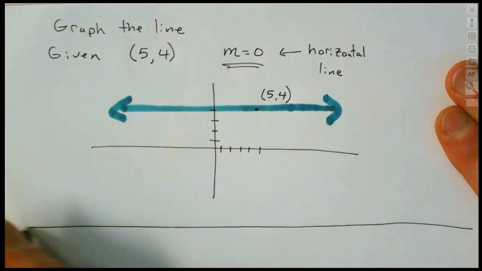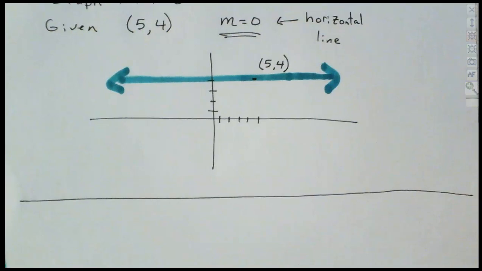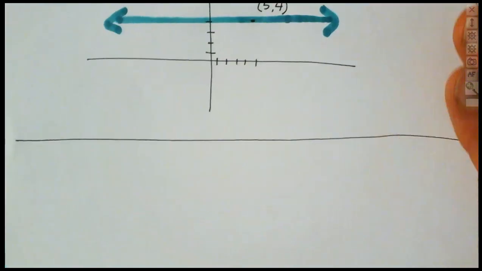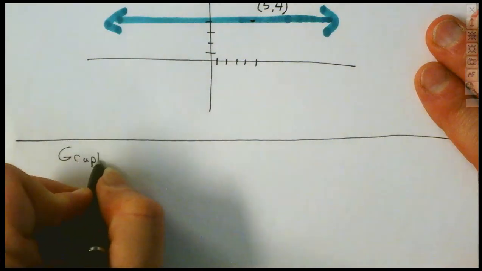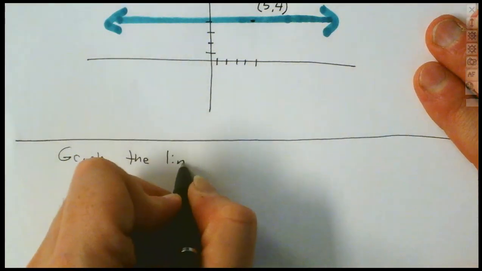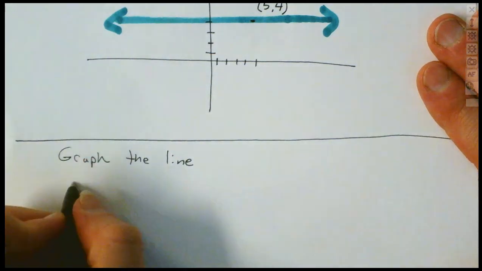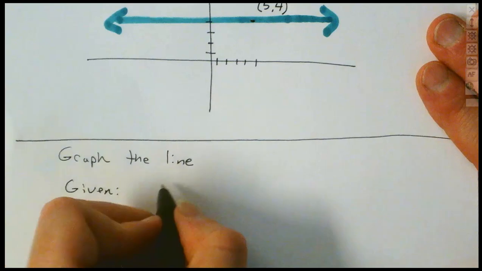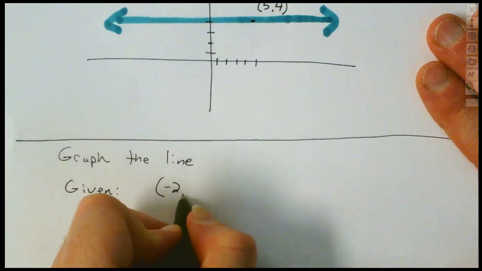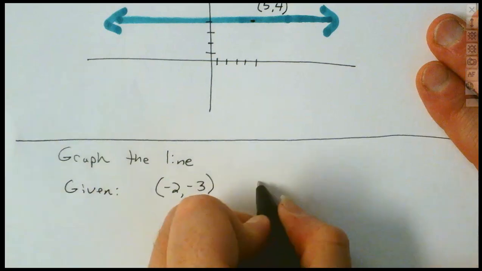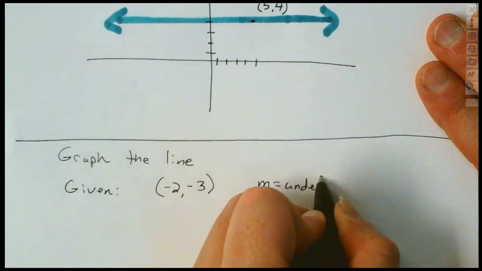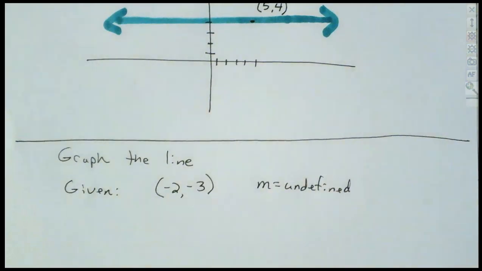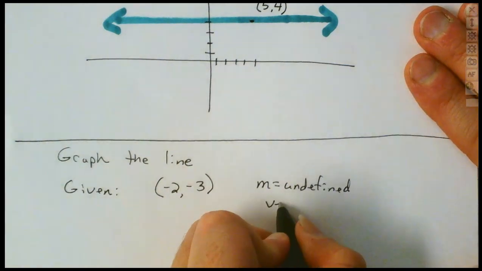Next, we'll look at undefined. Okay? Undefined is going to be a vertical line. So we're going to graph the following line. And let's see, you're given a point, -2, -3, and your slope is undefined. Well, we know it's undefined. So if it's undefined, that means it's going to be a vertical slope. Vertical line. Undefined slope is a vertical line.